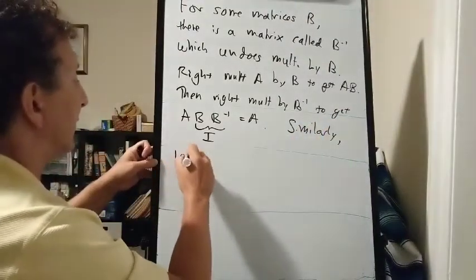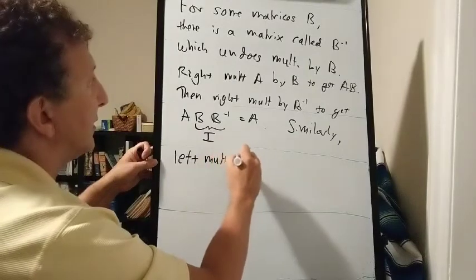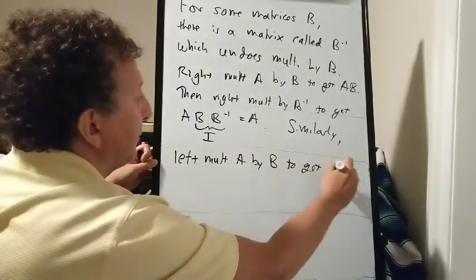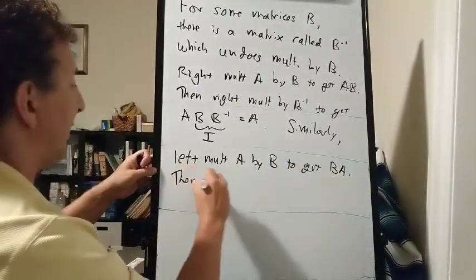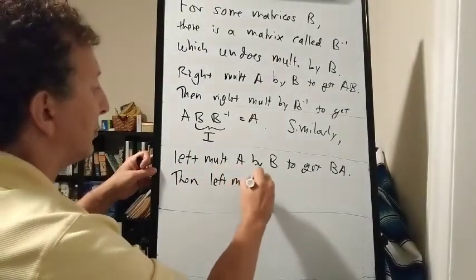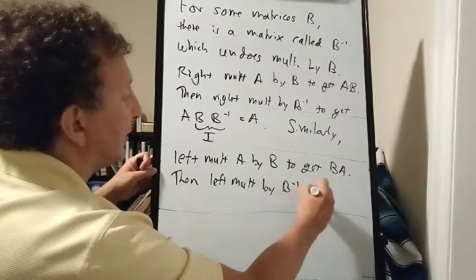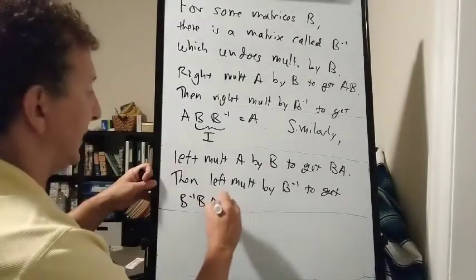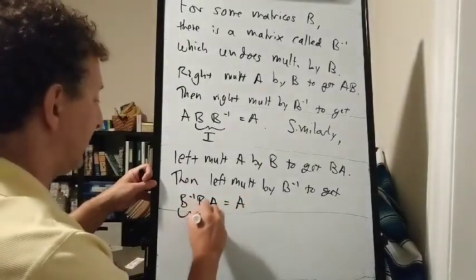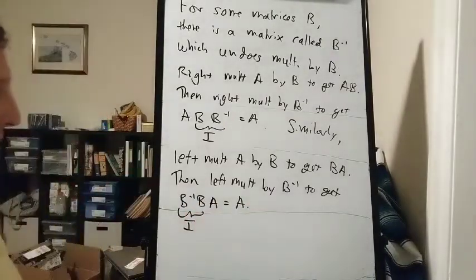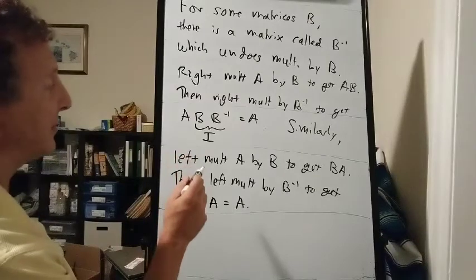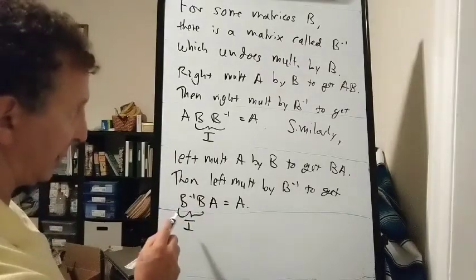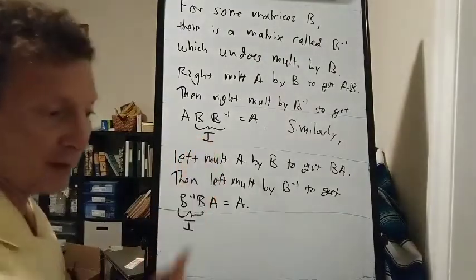Similarly, we can left multiply A by B to get BA, and then we'll left multiply by B inverse to get B inverse BA, which is A. So B inverse, the same matrix, is going to work as a left inverse and a right inverse. It'll undo multiplication on the left if we use it on the left, and it'll undo multiplication on the right if we use it on the right.